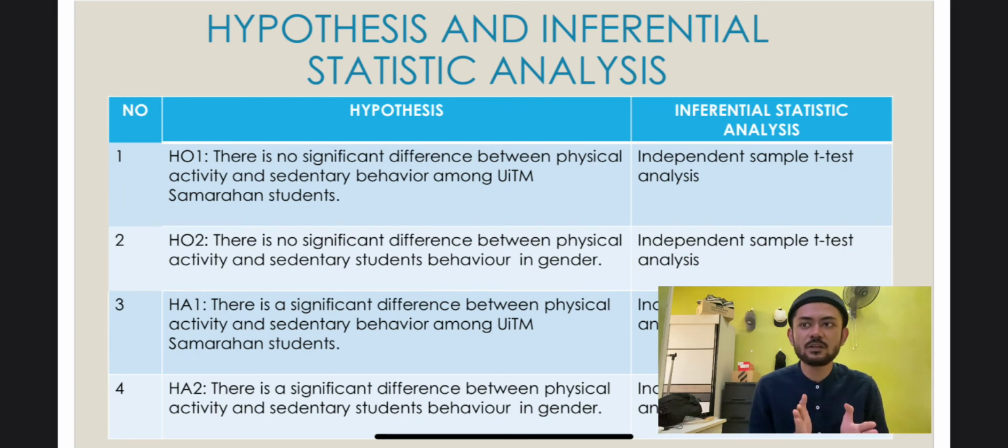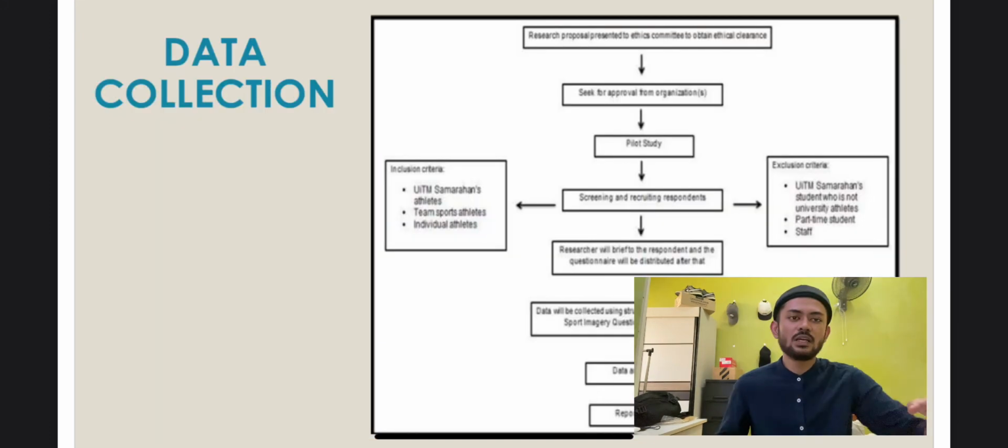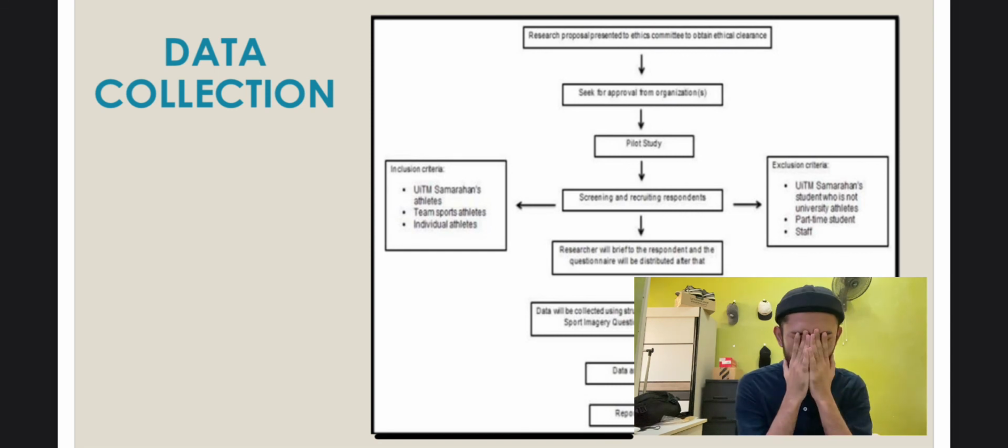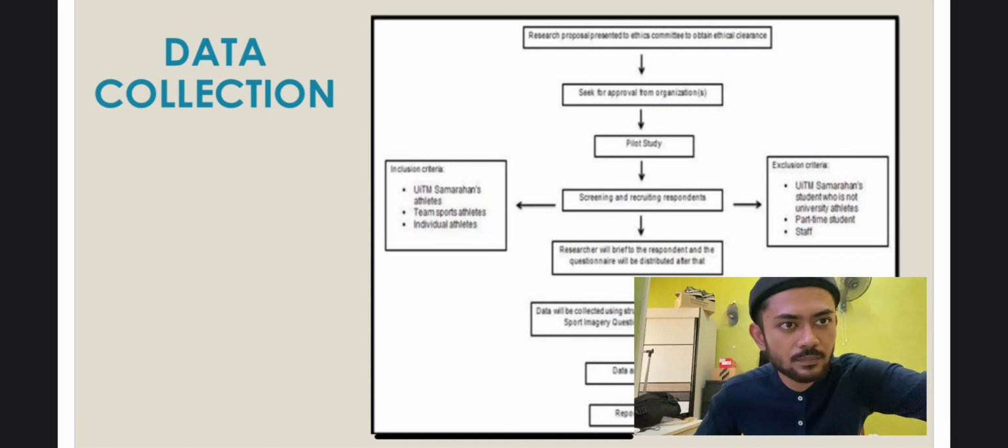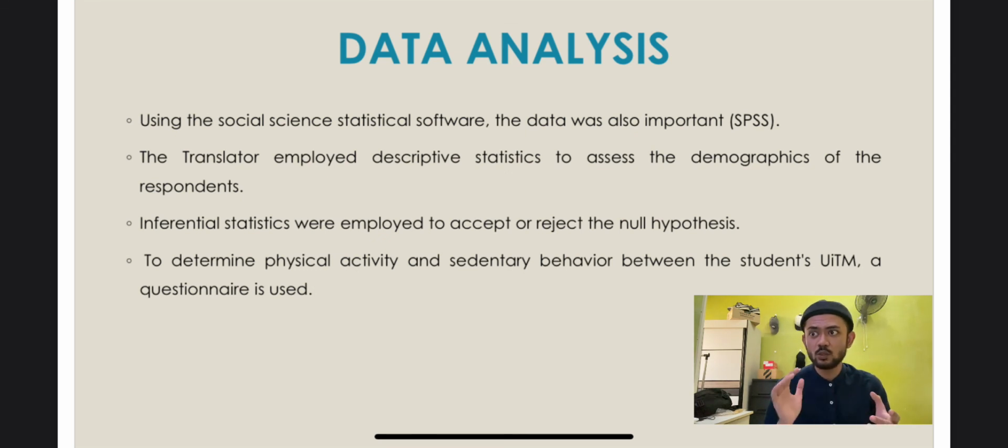So for the hypothesis and inferential statistical analysis, for the hypothesis, we will use independent sample t-test analysis for all the hypotheses. Okay, so as you can see the data collection from the slide, this is the step for the research. For the data analysis, the researcher will use the social science statistic software, which is SPSS. The researcher employs descriptive statistics to assess the demographics of the respondents. Inferential statistics were employed to accept or reject the null hypothesis to determine physical activity and sedentary behavior between the students. UiTM students, a questionnaire is used.